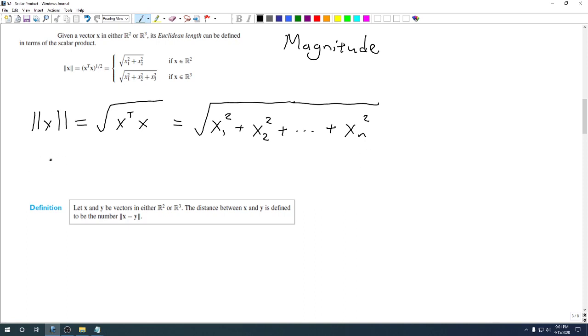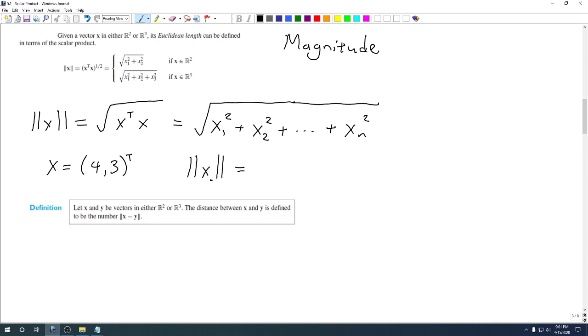Let's go ahead and actually apply this to our vector X. Actually, let me just make up an X. We'll say X here is going to be (4, 3) transpose. So this is a vector in R2. The magnitude or length of this vector.